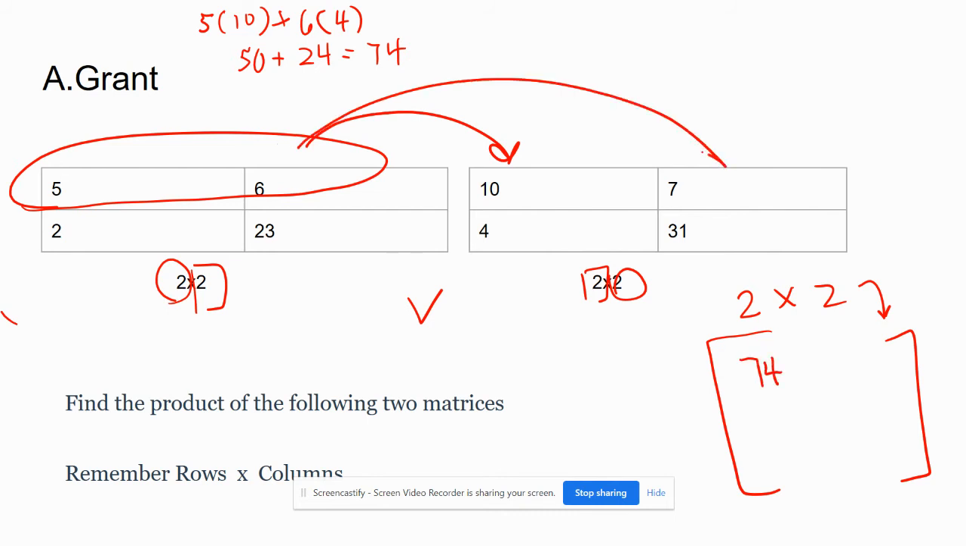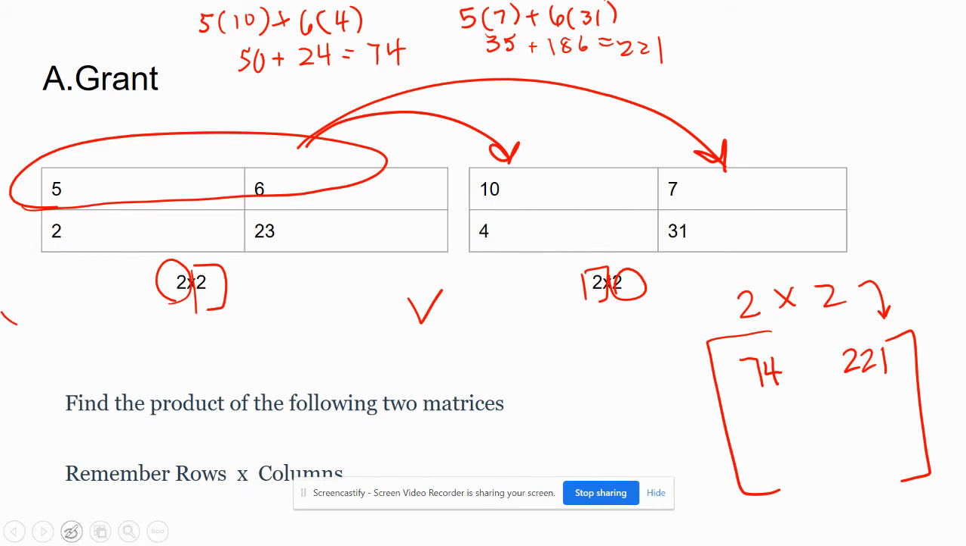Then we're going to do the same thing to the second column. So 5 times 7 plus 6 times 31. 5 times 7 is going to give me 35, plus, I believe it's 186. Let me double check it. Yep, 186. I'm going to add those together and get 221. So that's the first row, second column.